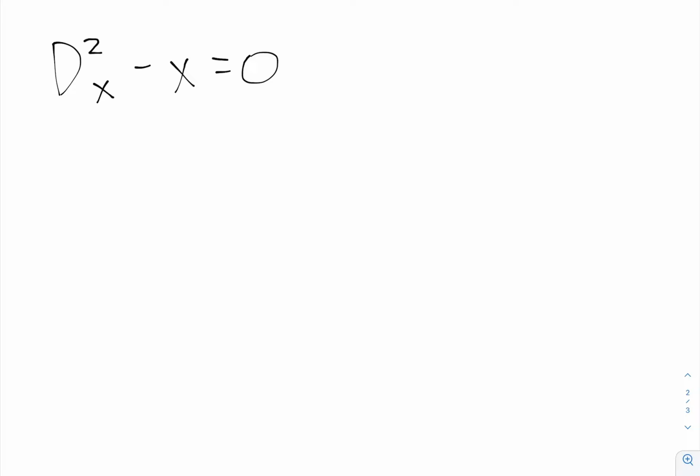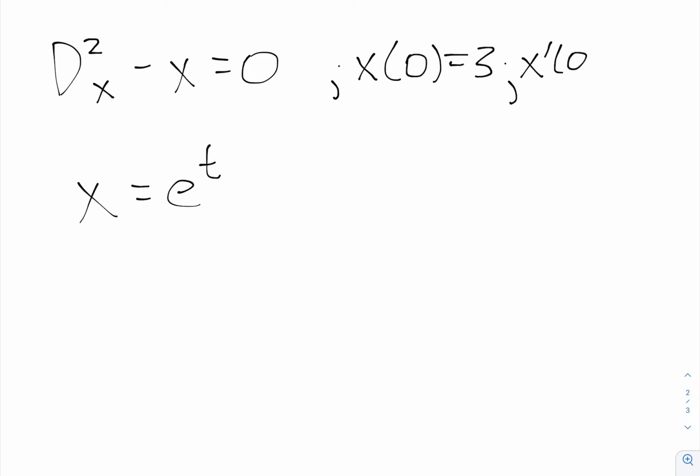I'm going to guess that it's going to be some sort of exponential function. And one thing you could say is, oh, well, that just means x equals e to the t, because the second derivative of e to the t is e to the t, and then minus e to the t is just 0. Well, you're right, except we're going to need to put some initial conditions on this. So in the question I made, I said that x of 0 equals 3, and since it's a second order derivative in the equation, we need x prime of 0 as well. So I'll say x prime of 0 equals, I don't know, 1.